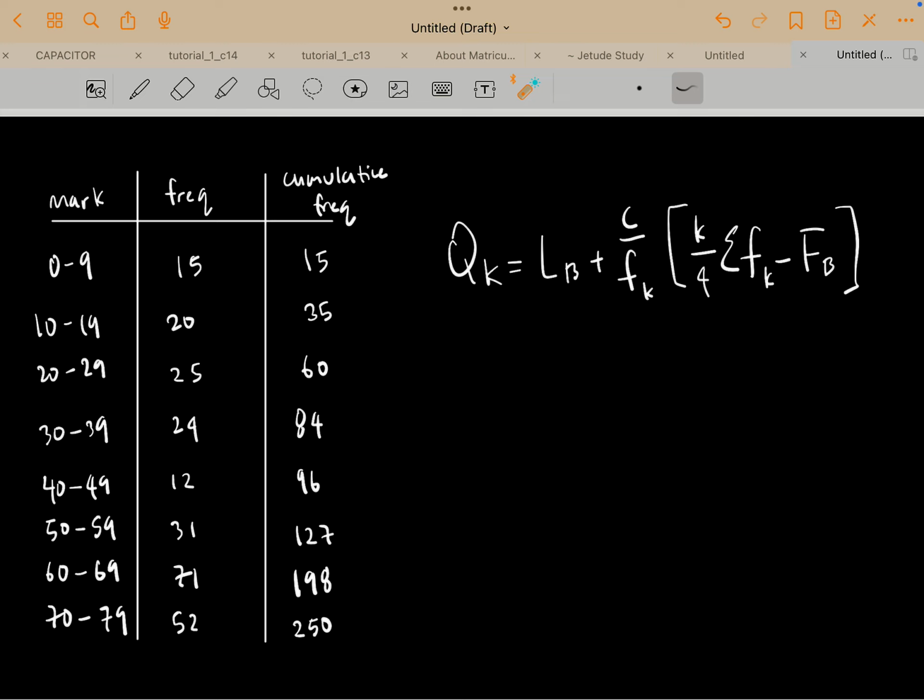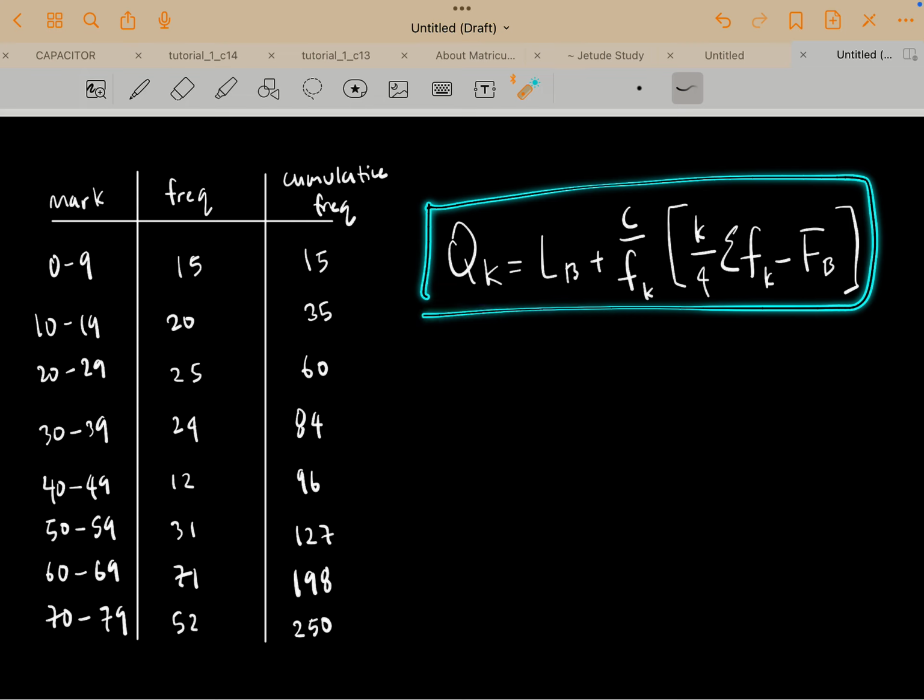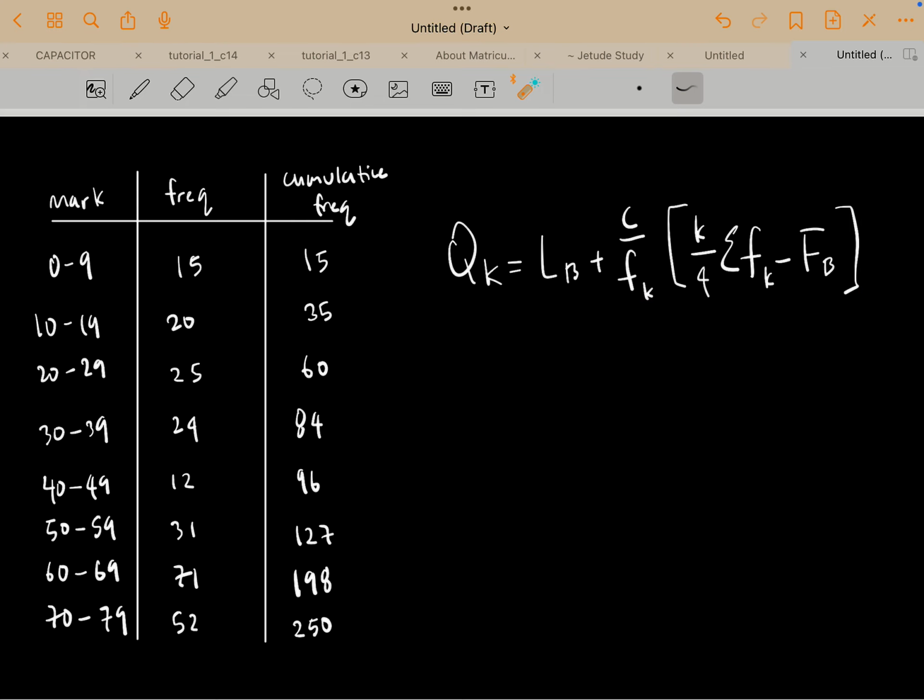Alright. The formula to get the median is this. This is a kind of scary looking formula, but don't worry, we can do that together. And actually, I like this formula because it allows you to find not just the median, which is Q2, but it also allows you to find Q1 and Q3, which are the first and the third quartile. So let's just do Q2 first, using that formula.